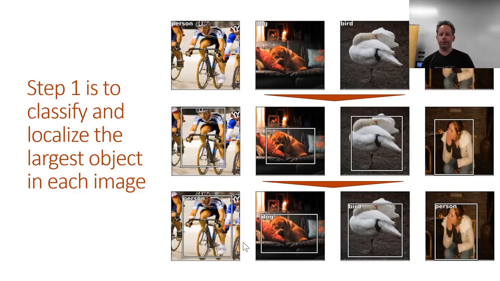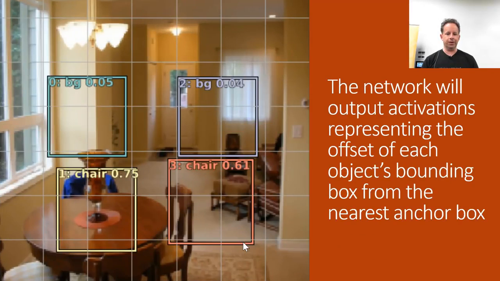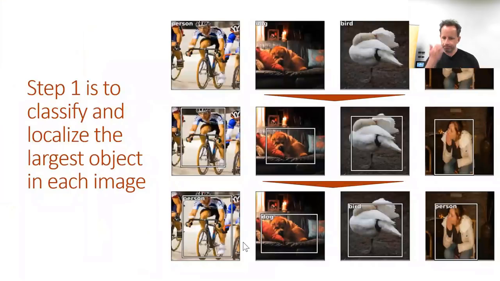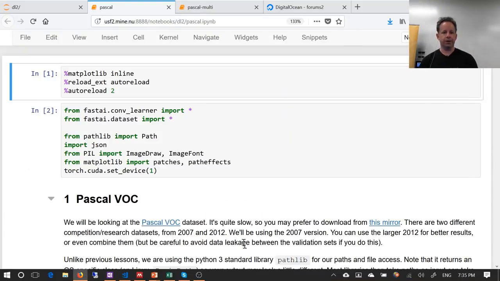But I'm going to use it as an opportunity to show you some useful coding techniques, really, and a couple of handy fast.ai details before we then get on to multi-label classification and then multiple object classification. So let's start here. The notebook that we're using is the Pascal notebook, and all of the notebooks are in the DL2 folder.